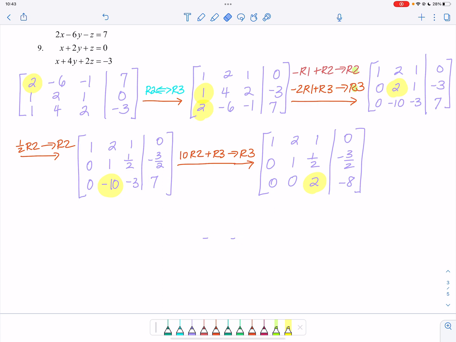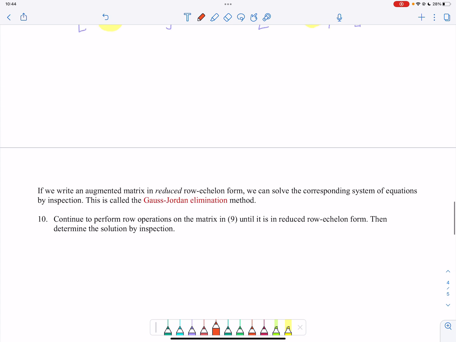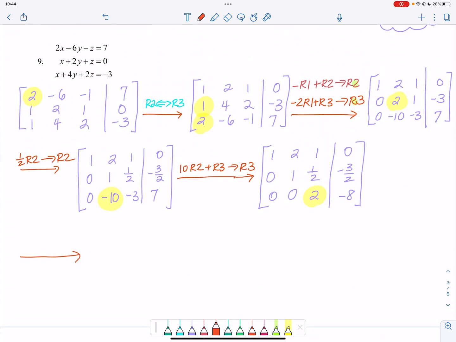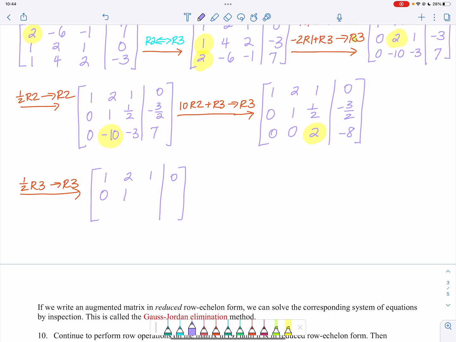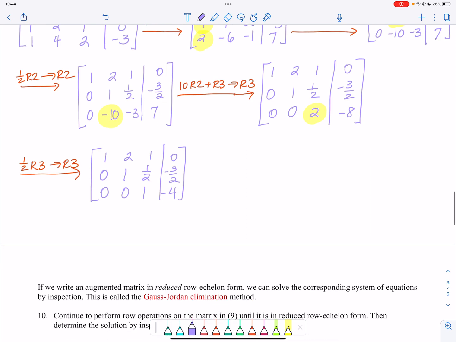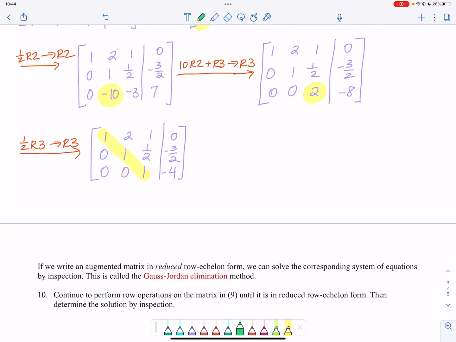So what we could do is multiply everything in row 3 by 1/2. So just taking this step by step, you can really just take your time. And dividing by 2, we end up with this matrix. And as you can see, we have 1s on the diagonal. So let's go ahead and write what this system says.